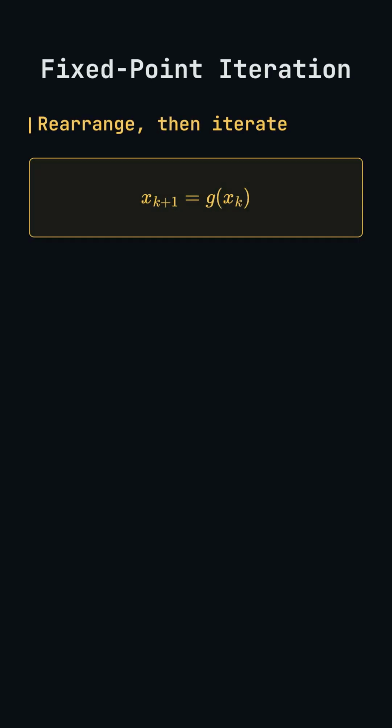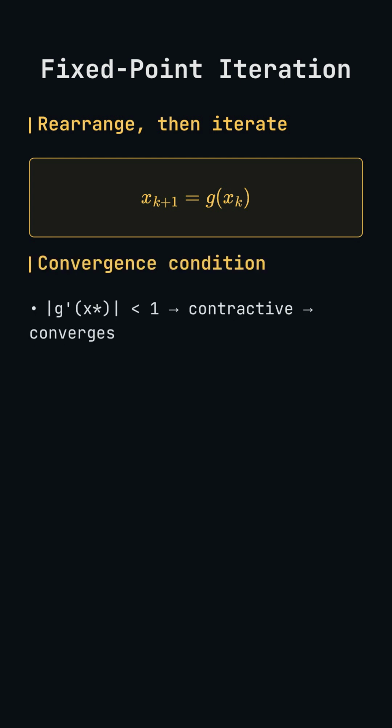To solve f of x equals 0, rewrite it as x equals g of x, so the root x star is a fixed point of g. Then generate a sequence by plugging each result back in.